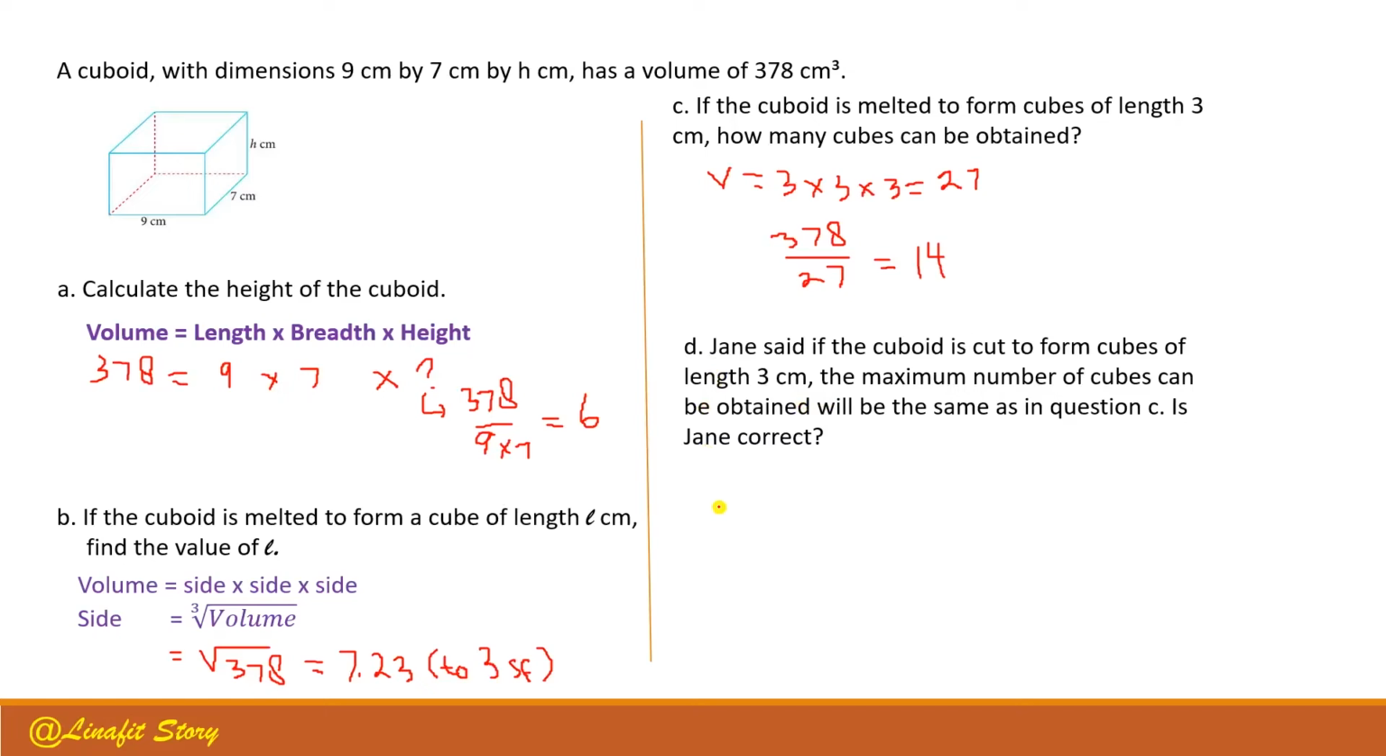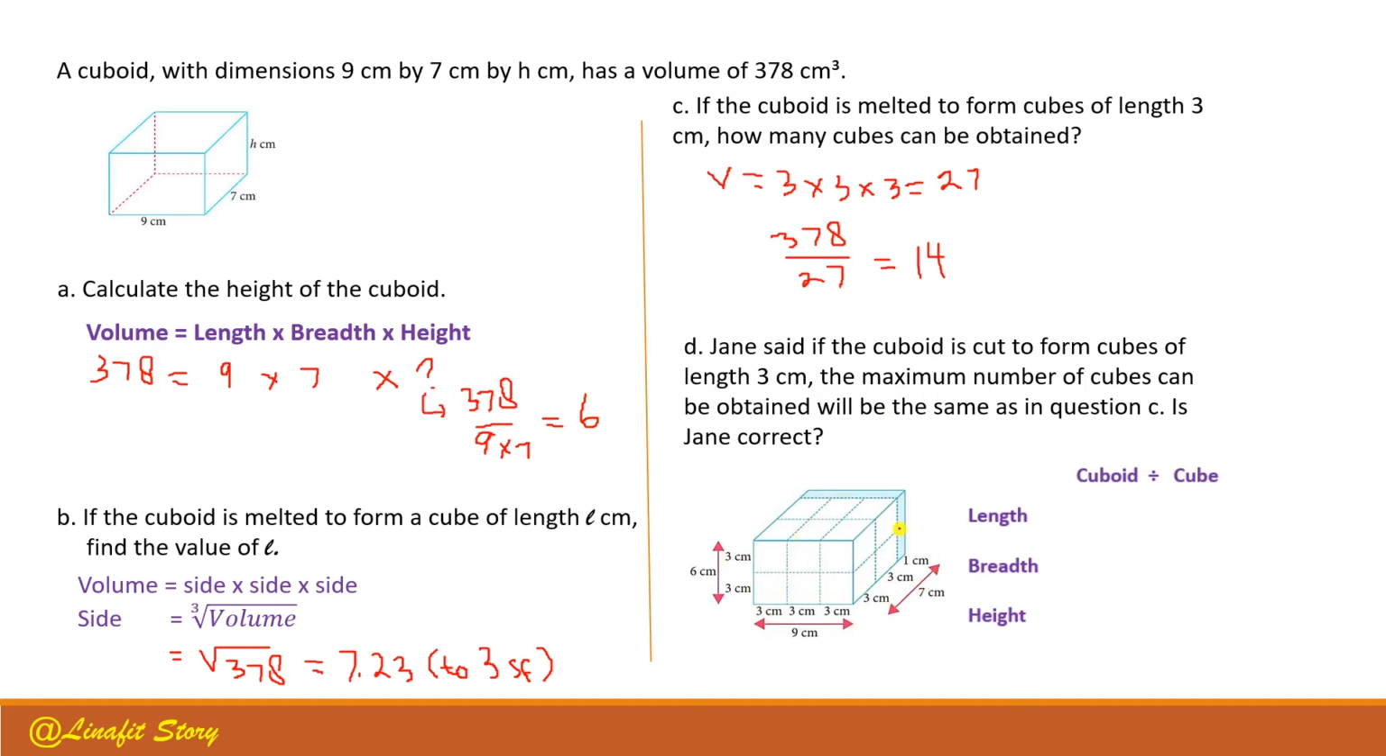Question D. Jane said if the cuboid is cut to form cubes of length 3 cm, the maximum number of cubes that can be obtained will be the same as in question C. Is Jane correct? As we know, the cuboid's length is 9 cm, the breadth is 7 cm, and the height is 6 cm. To get the maximum number of cubes that can be obtained, we should divide the length, the breadth, and the height of the cuboid with that of the cube.